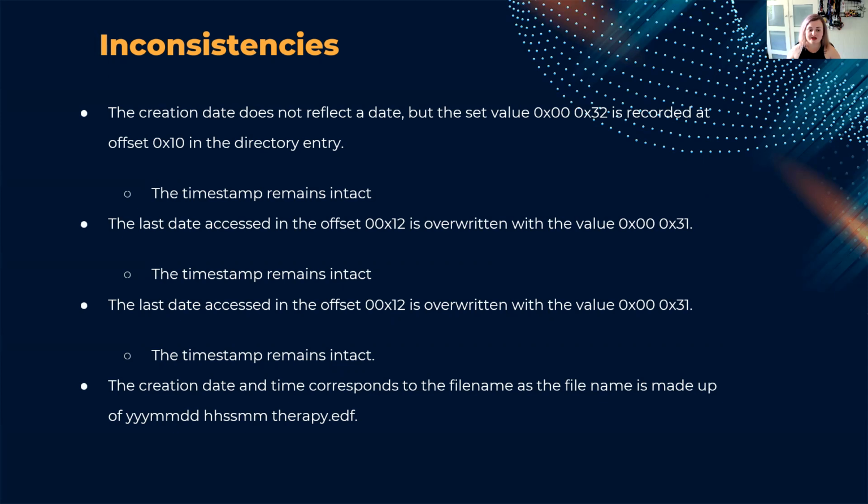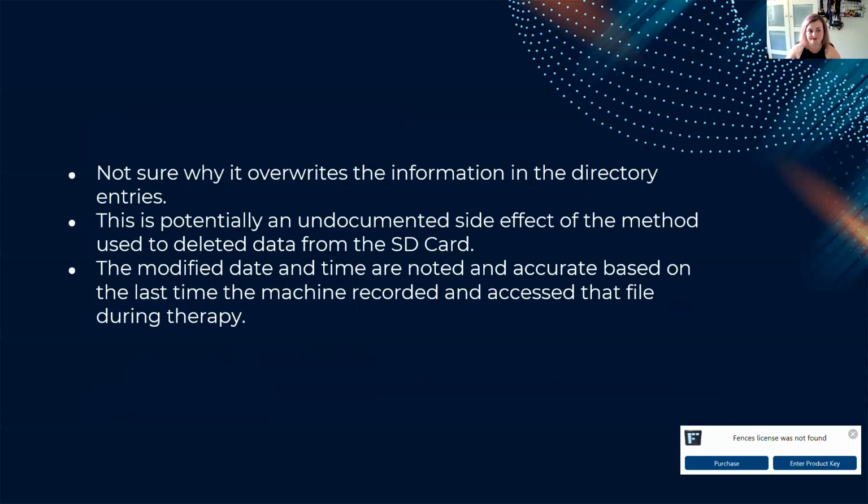Now, the creation date and time corresponds to the file name, as the file name is made up of year, month, date, and so forth. So you can still identify the creation time, but it becomes a little bit harder with the last date accessed, which could be a very crucial piece of information to see whether something has been tampered with or not. However, just looking at the file name, you can find the creation date and time again.